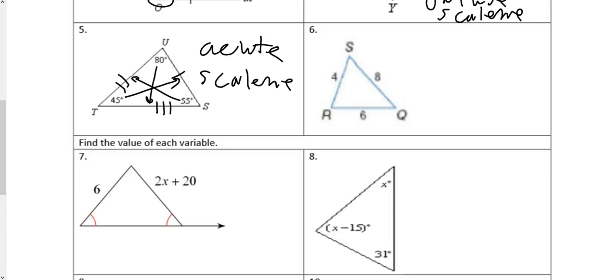Over here, 4, 6, and 8, scalene. All three different numbers. Now, we normally say don't assume, but you can tell all three of these angles are less than 90. That would be 90 there, that would be 90 there, and that would be 90 there. So we're going to go with acute.